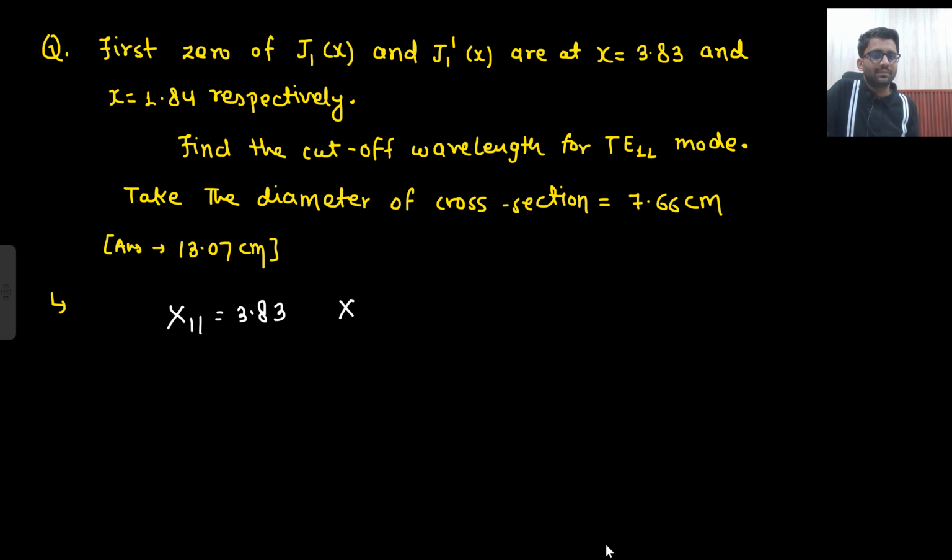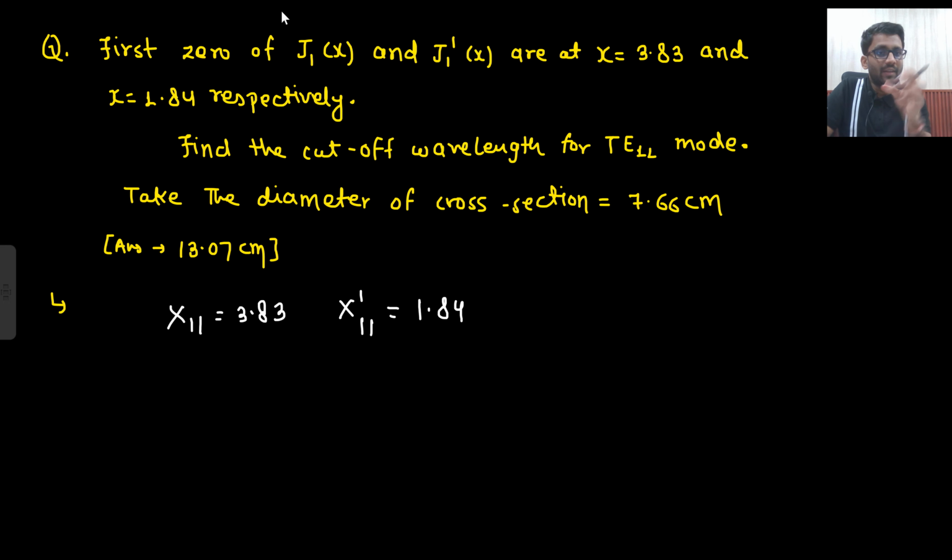What else are they asking? The first zero of J1-x. That means they are talking about x dash. N value is 1. What is the value of p? First zero they are talking about. So, x dash 11 is given. That is 1.84. So, this kind of language can also be given.